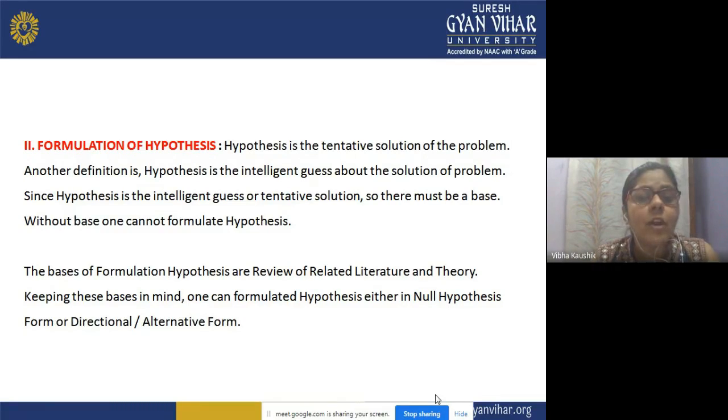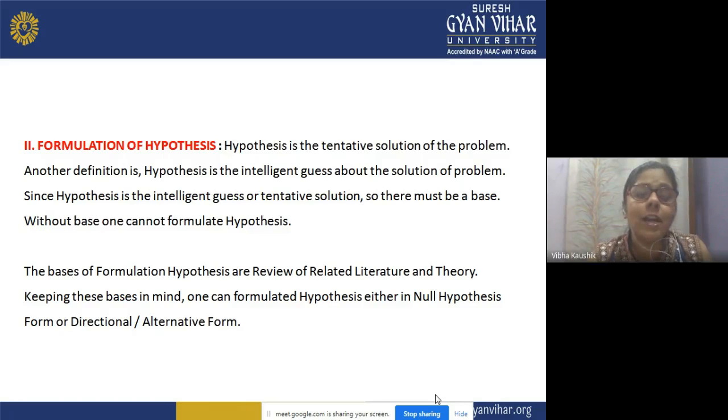So there must be a base. Without a base, one cannot formulate a hypothesis. It means a base should be there, and on the basis of that base, we have to formulate the hypothesis. Now, what will be the base? The basis of formulating a hypothesis is the review of related literature. The review of related literature means the researches which have been done previously on the same topic.